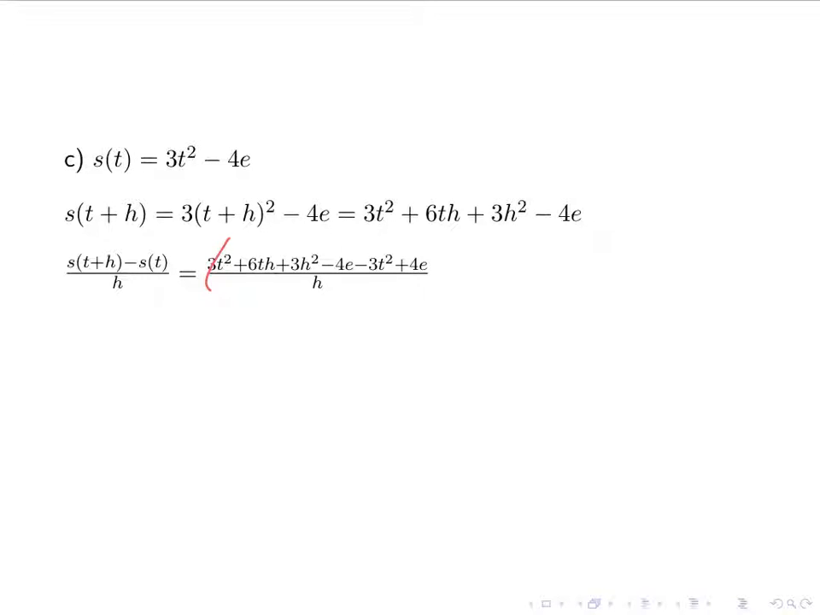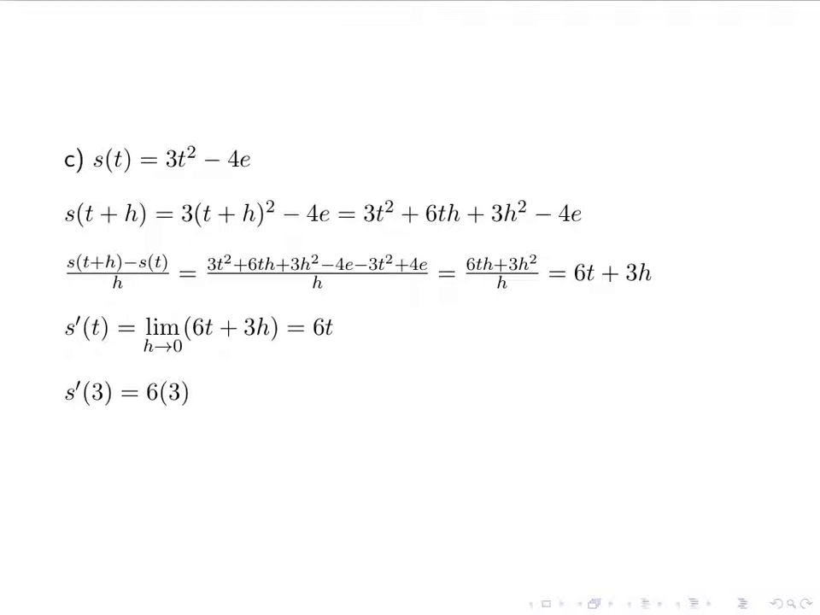Again, the 3t squareds cancel, the 4e's cancel. What we're left with, every term has an h. I can cancel it, and I get 6t plus 3h. The derivative is what happens when h goes to 0, so I get 6t. The derivative at 3, I plug in 3 for t, and I get out 18. And again, if the position were given in kilometers and the time was given in hours, then the derivative would be the velocity, which is kilometers per hour.